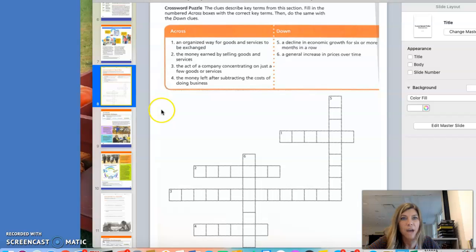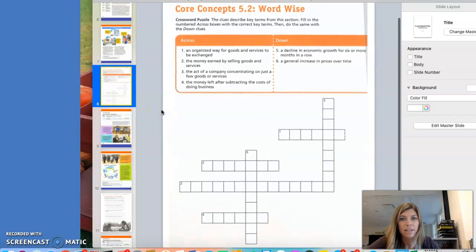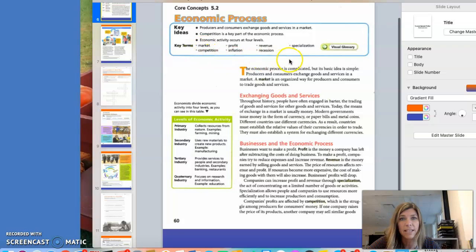All right, so now we're to the activity. This is just a crossword puzzle, so I would like you guys to do 1 through 4 across and 5 and 6 down. Use your vocabulary terms that are up in this word bank. I think that's all you'll be using in that crossword puzzle. So that's it for this video. This is what I want you to complete for Thursday, and then we'll have another video tomorrow.